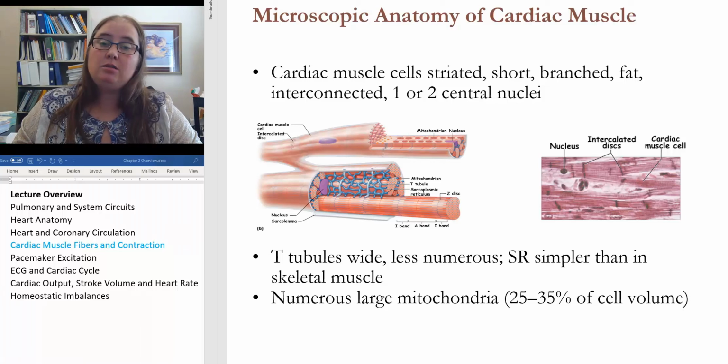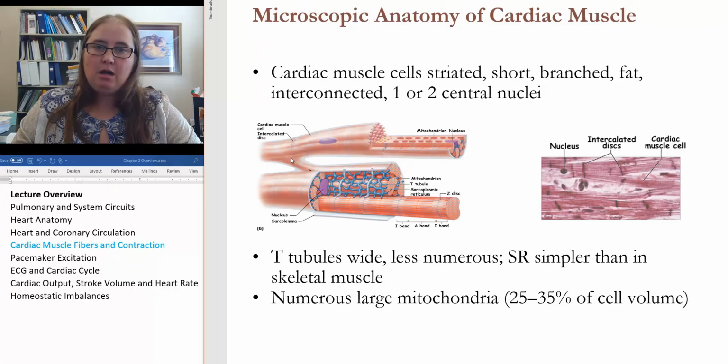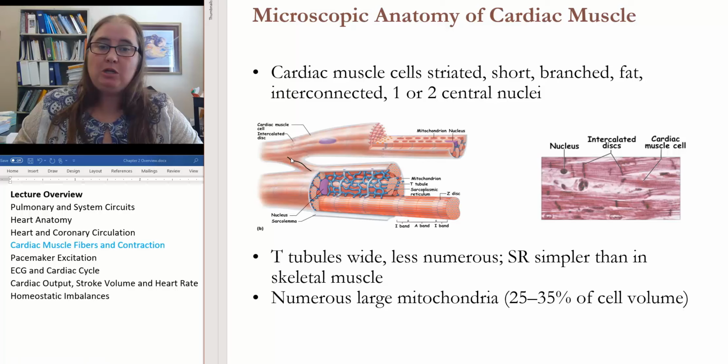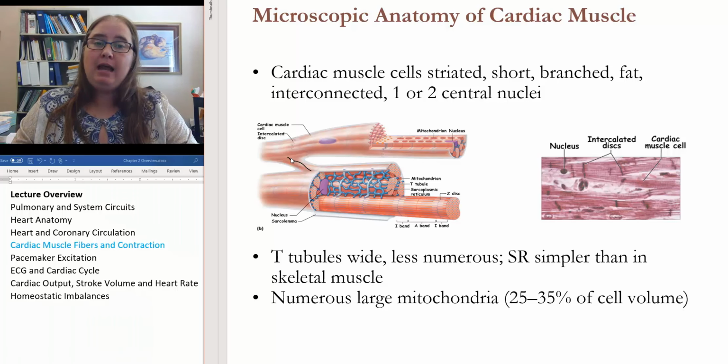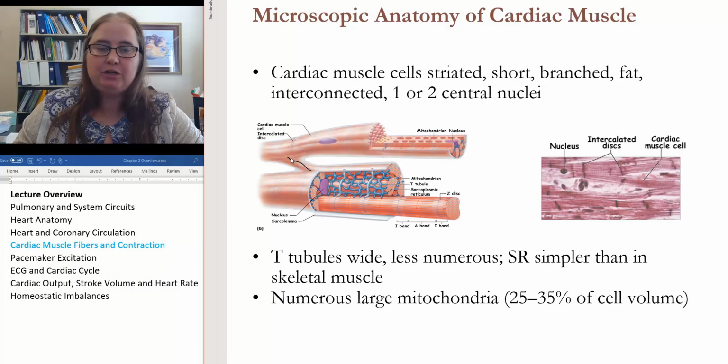However, there are a few things that are different between our cardiac muscle and our skeletal muscle. Our cardiac muscle has branching. So what you can see here is these cardiac muscles will branch down into other muscles, so they have a branching appearance to them. They have these structures known as intercalated discs. I'll talk about those more extensively on the next slide. They typically will have 1 to 2 nuclei.